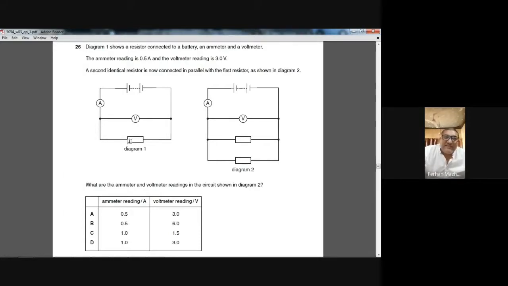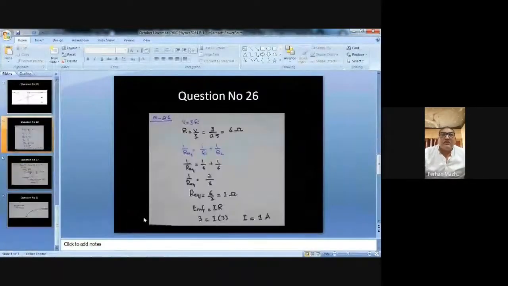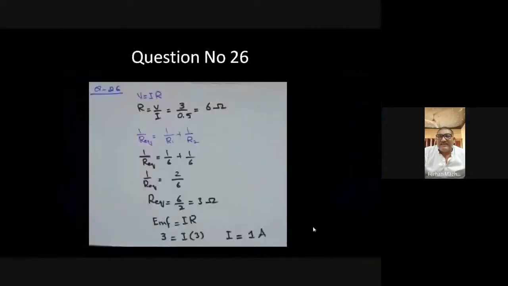So I can find the resistance of this resistor. Then an identical resistor is connected in parallel to this. I will find the equivalent resistance of these two. And I know the same battery is connected here, so the EMF of the battery is 3 volt. And I can calculate how much current is coming from the battery. I've done this on paper. Let me show you my work. Try to understand, it's a little tricky question.